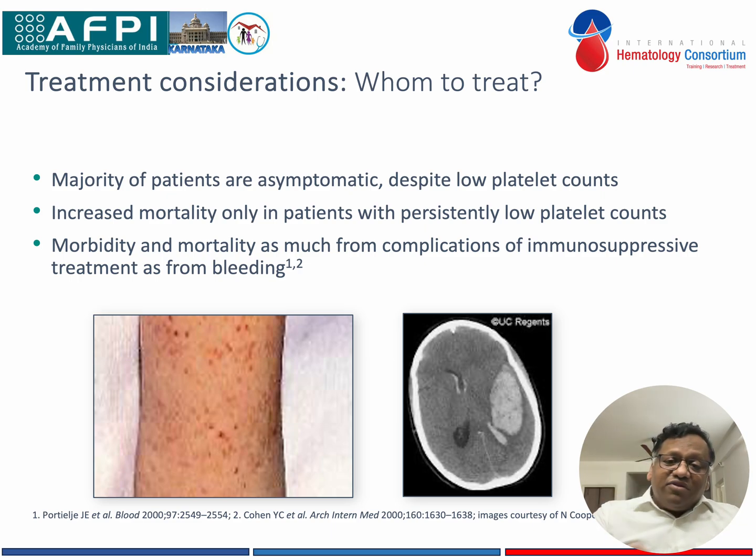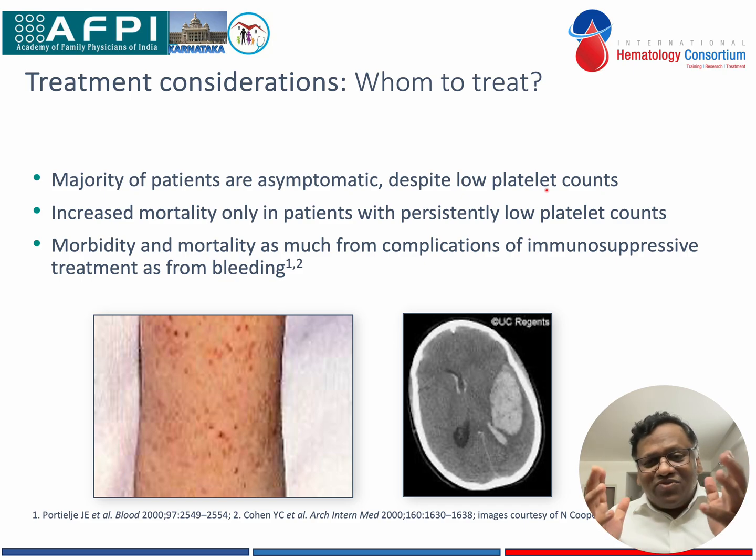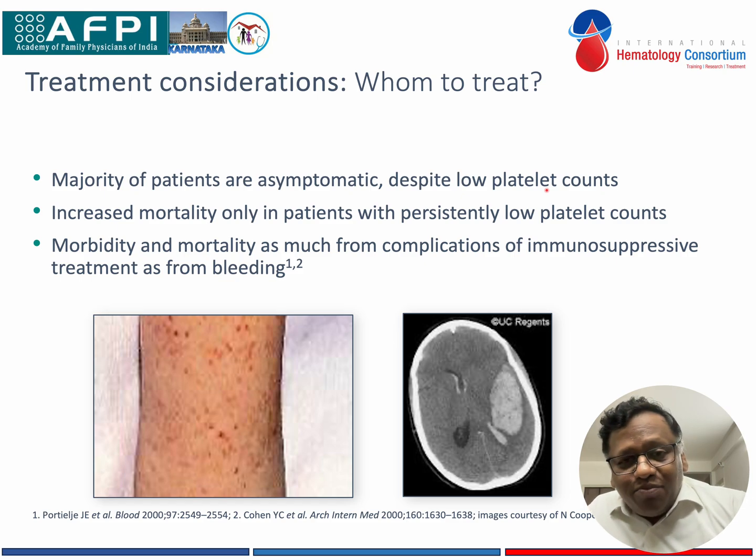Remember, the majority of the patients actually do not bleed because the marrow is making a huge number of platelets. These platelets come out of the marrow into the blood and stop the capillary bleeding, and the immunity destroys them. But the marrow keeps on making huge numbers of new platelets. So that's why the majority of ITP patients don't bleed.